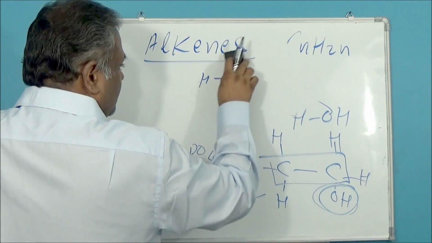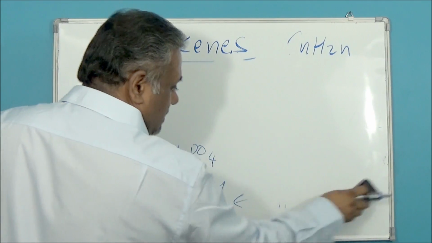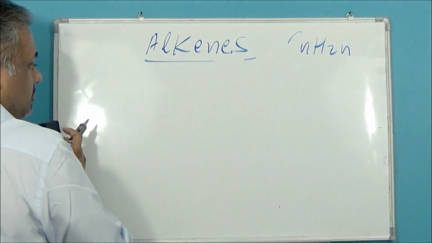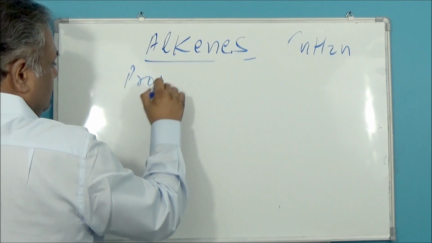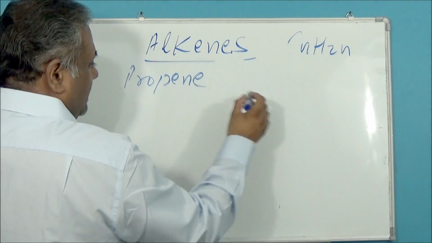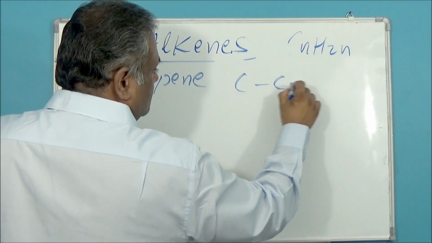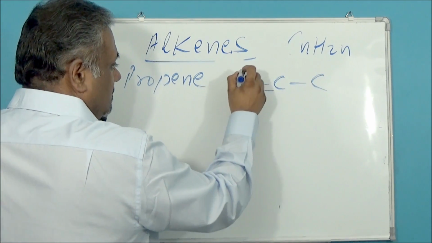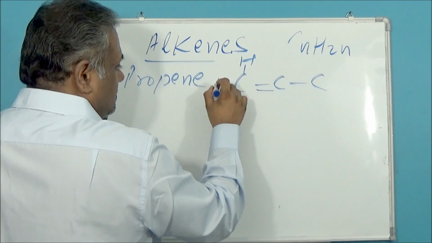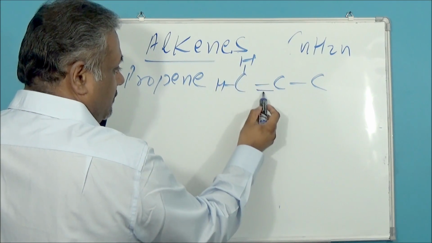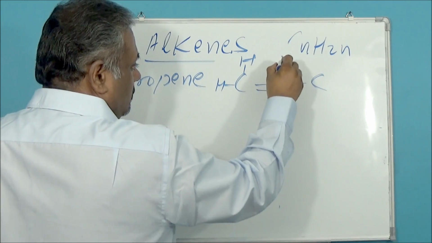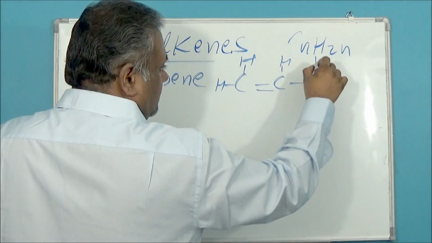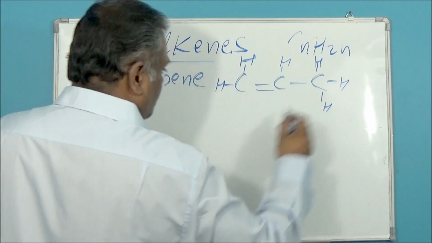Now, as practice questions, why don't you do some addition reactions with propene? Propene has three carbons. You could put the double bond here or here, it doesn't matter. I'm going to put it here. So this carbon has one H, second H, remember 1, 2, 3, 4. 1, 2, 3, 4. 1, 2, 3, 4. There you go. That's propene.